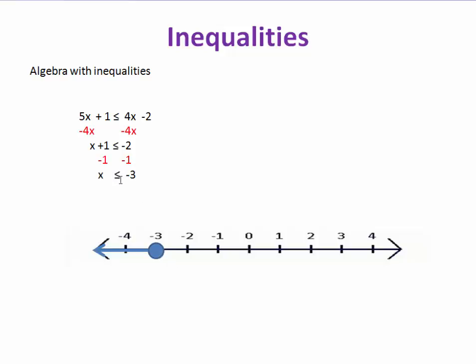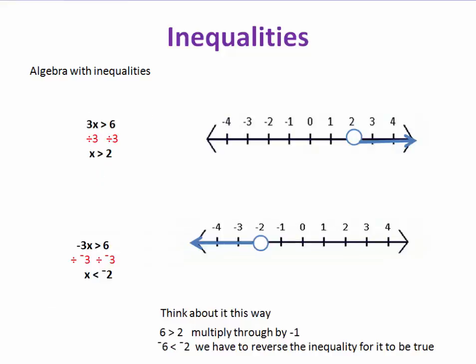So we've got this equal sign on the minus 3. So our minus 3 is a solid circle, and our solutions, x is less than or equal to, are going to lie to the left of this circle, and this solid circle means that the minus 3 is included in the solution.